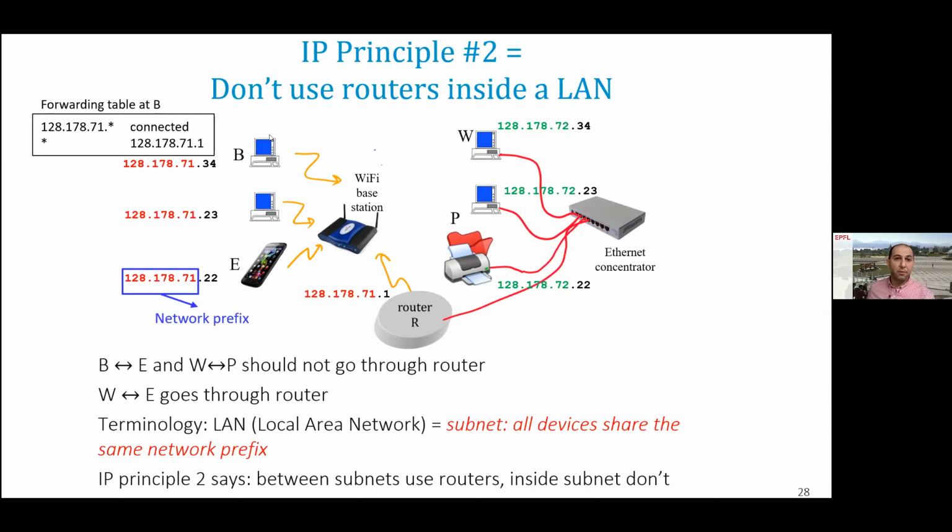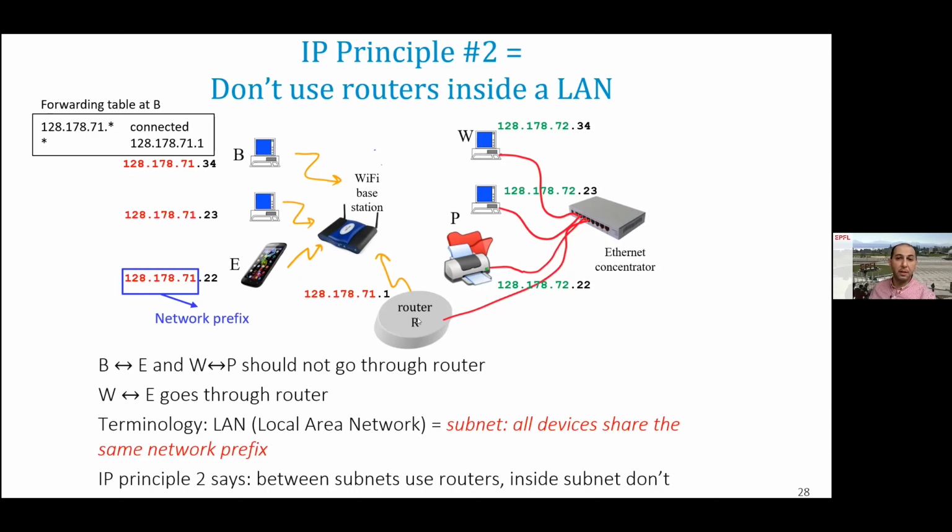So here is the case for B, this machine, and E. I don't know the letter of this machine, but anyway, here we have these 3 devices that are connected to the same Wi-Fi. This forms one local area network, and they share the same network prefix. The same goes for the interface of this router that's connected to the same LAN.